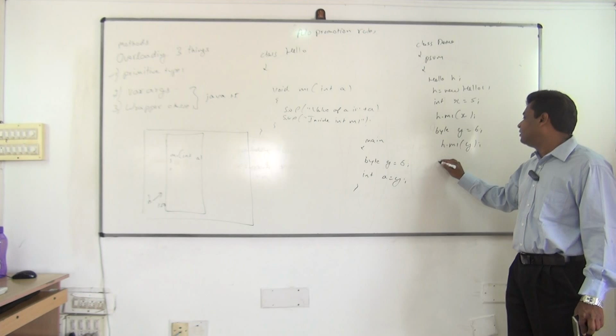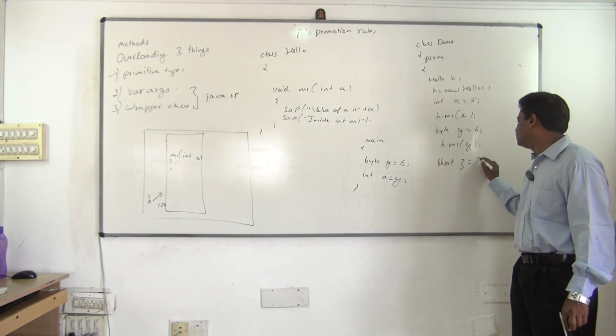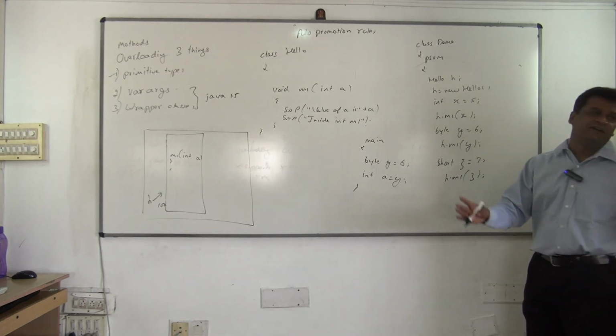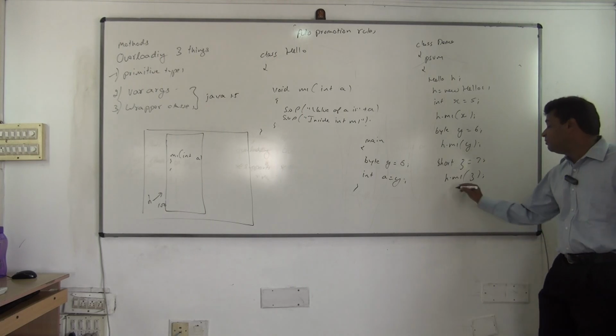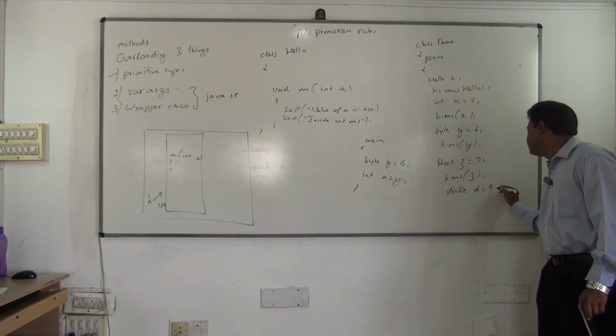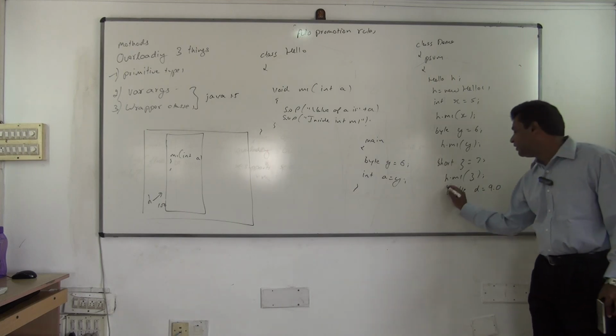Now I can have a short also. Short z is equal to 7. h dot m1, I'll send z. Definitely it will execute. But the same if I try to send double d is equal to 9.0, or even long, anything can it be, double or long, anything you take.